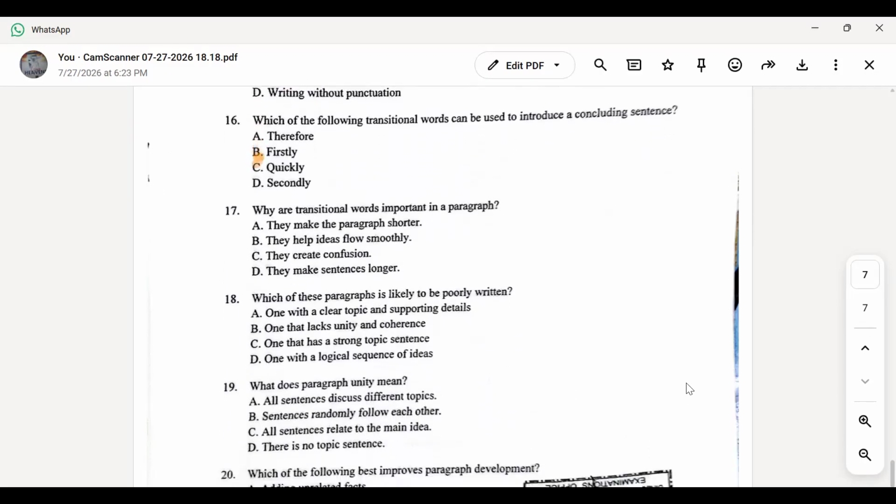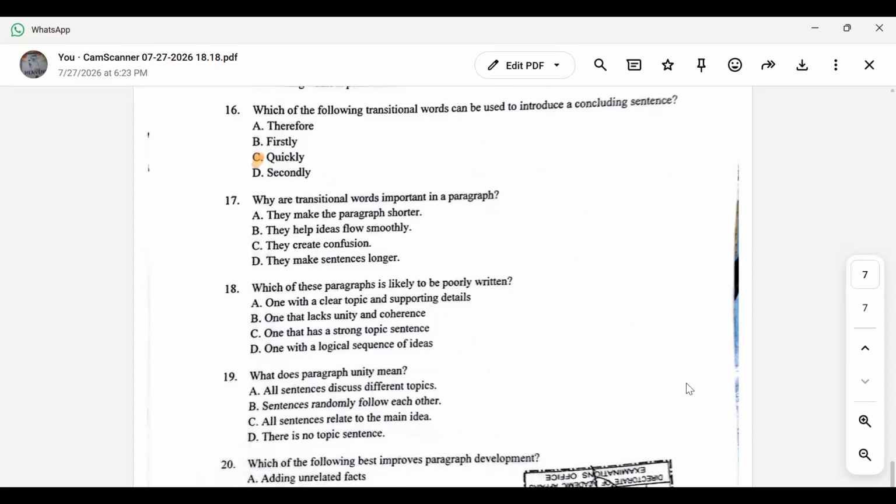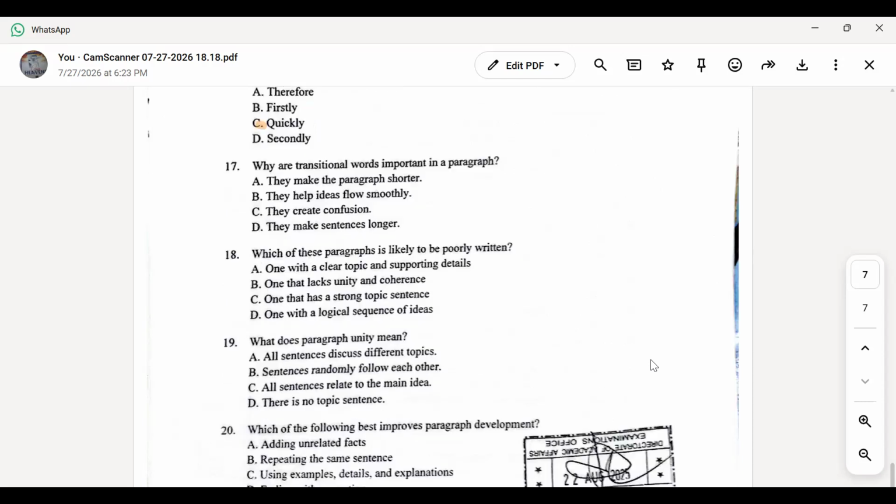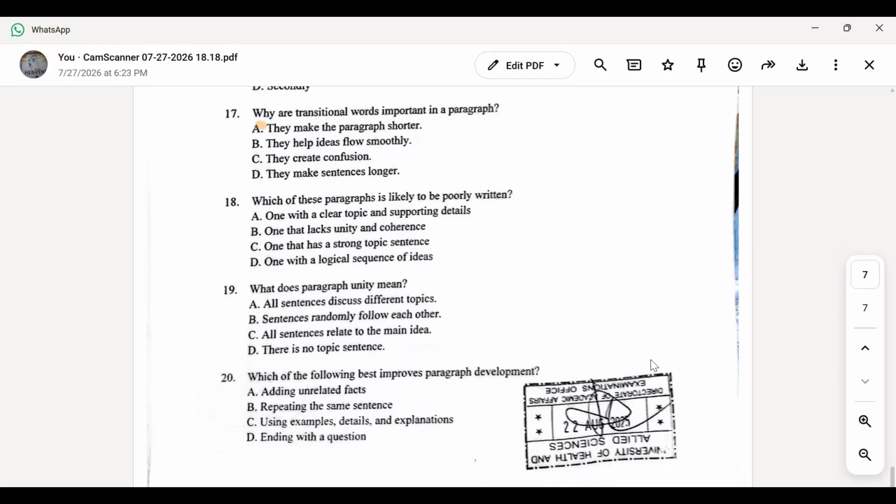Question 16. Which of the following transitional words can be used to introduce a concluding sentence? A, therefore. B, firstly. C, quickly. D, secondly. Therefore, A.